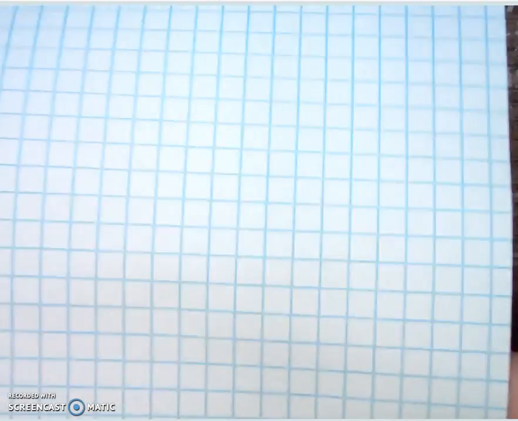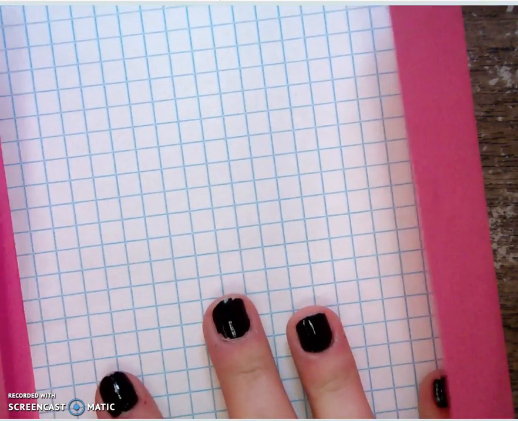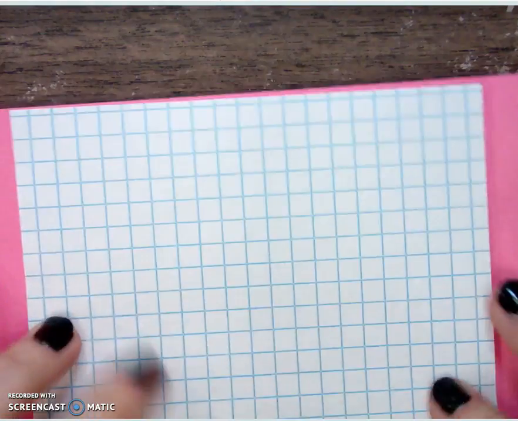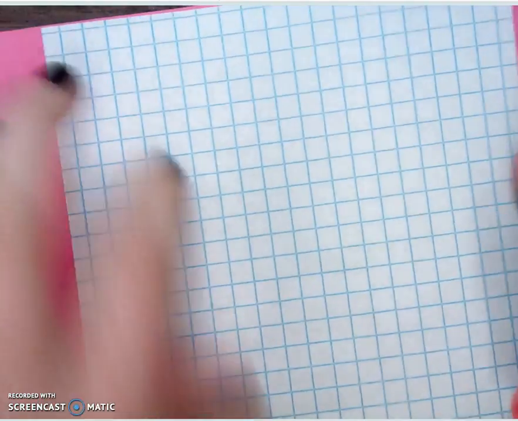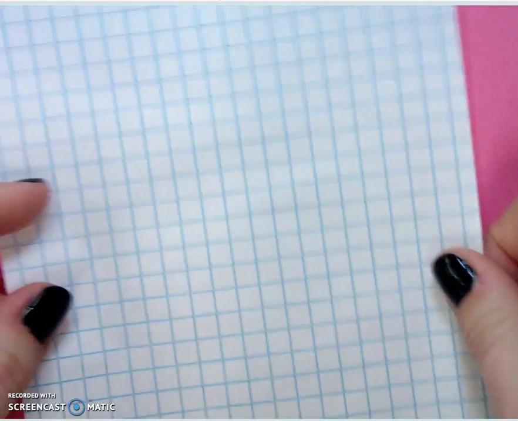Then you're going to lay one of the two graph papers that are pre-cut that I've given to you. You're going to lay it in the middle of the inside of the foldable. You can go ahead and glue this down so that it'll stay in place.